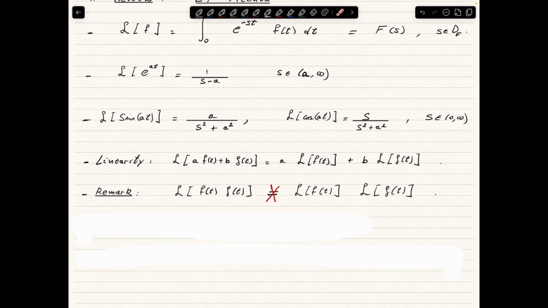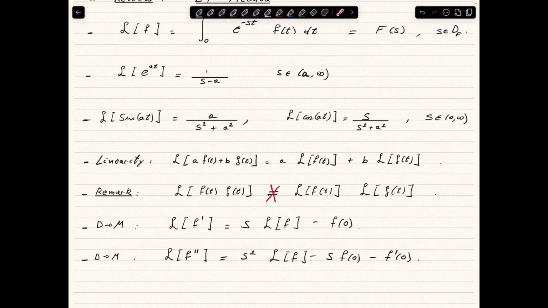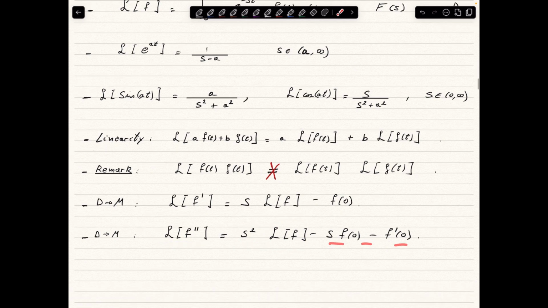One property that is almost as important as linearity is that the Laplace transform changes derivatives into multiplications. By that we mean that if you have the derivative of a function and you compute the Laplace transform of that, it is the Laplace transform of the function without the derivative multiplied by s. So this derivative is changed into this multiplication. This equation can be generalized to higher derivatives in a very simple way. For example, the Laplace transform of the second derivative of a function is the Laplace transform of the function multiplied by s squared and some additional terms.